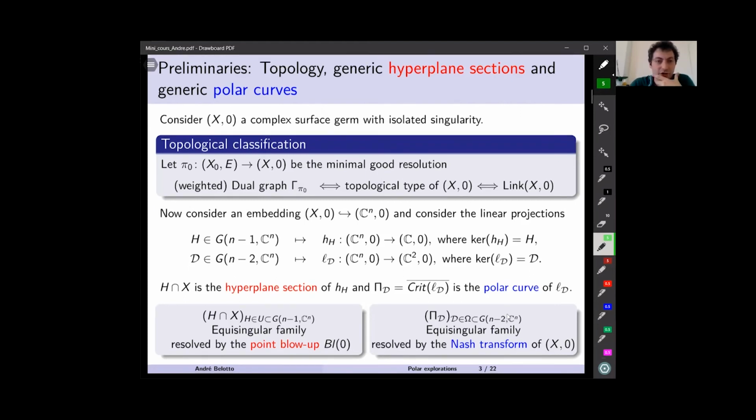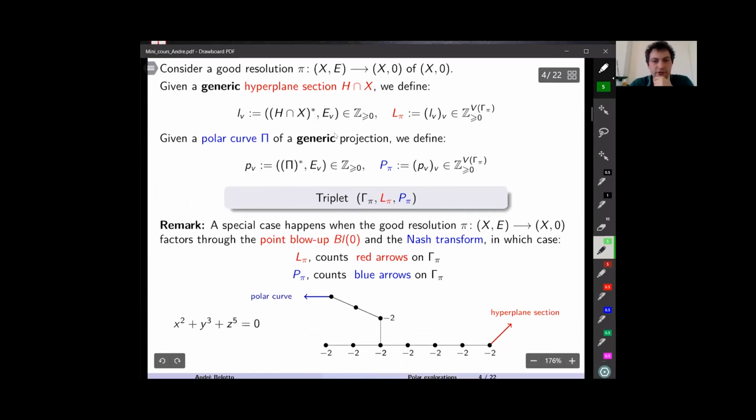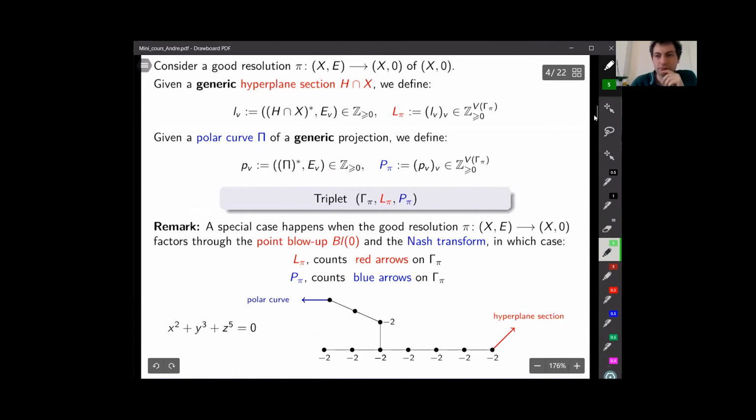Now, I recall that, oops, I cannot see because of Zoom. I see now. Okay, a little technical issue, probably solved.